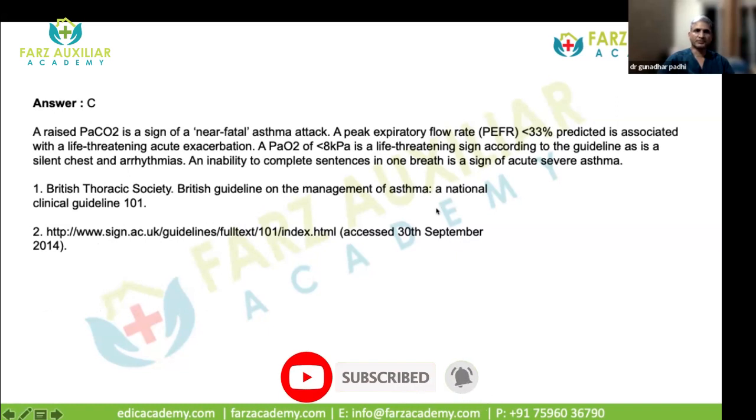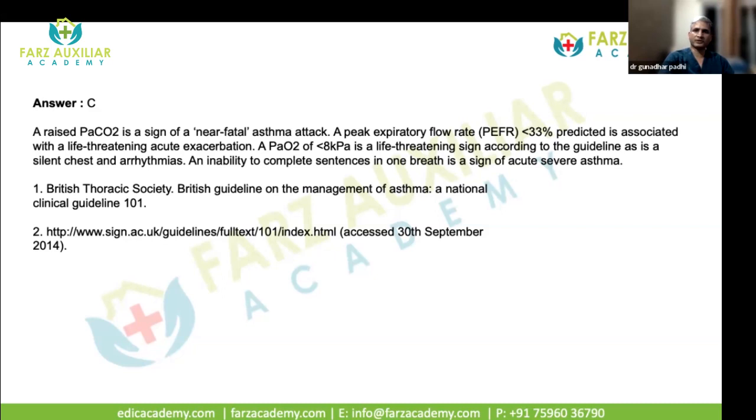Okay, so a raised PaCO2 is a sign of near fatal asthma. A peak expiratory flow rate of less than 33% predicted is associated with a life-threatening acute exacerbation. A PaO2 of less than 8 kilopascal is a life-threatening sign according to the guidelines, and so are a silent chest and arrhythmias. So these are the British Thoracic Society guidelines. An inability to complete sentences in one breath is a sign of acute severe asthma.